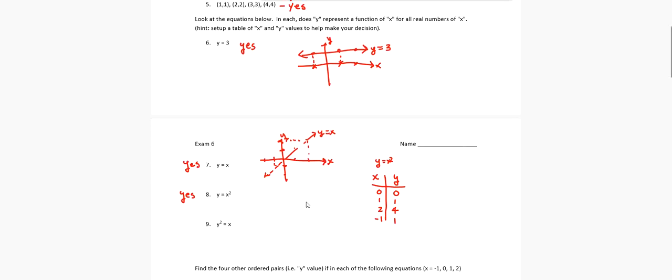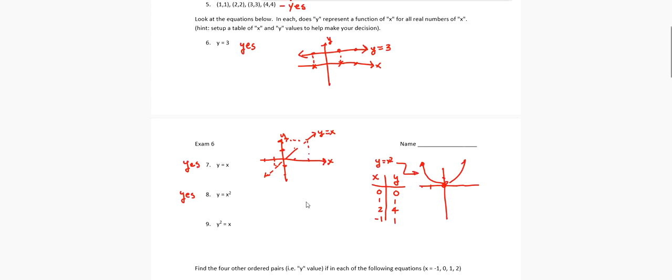And if you went as far to plot this, it would look like this. It is what we call a parabola. So that's what it would look like. And you can see again, if you pick an x value, you get only one y value for each you pick. Y squared equals x.